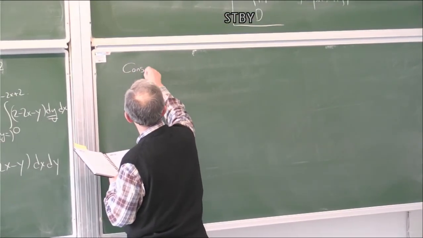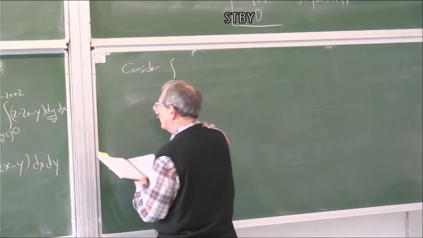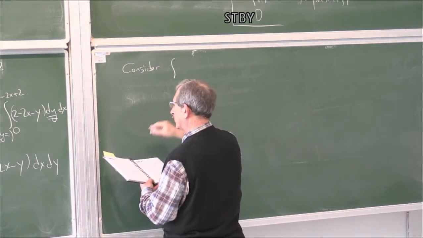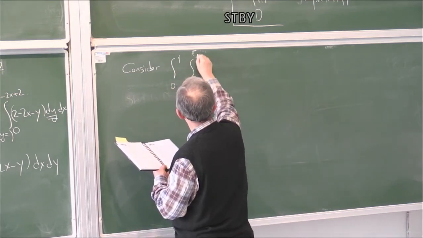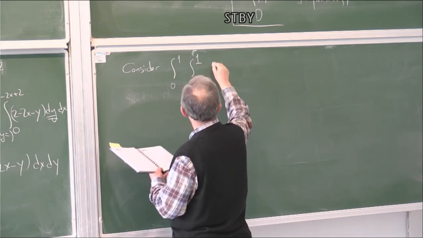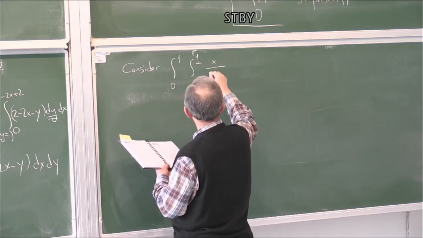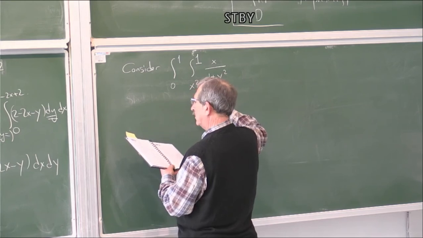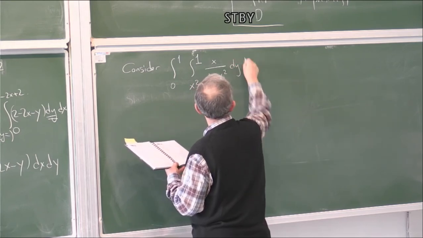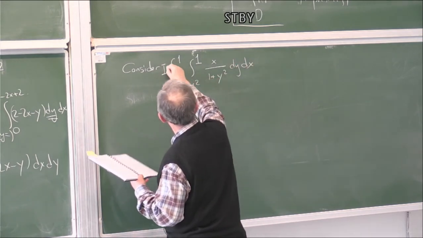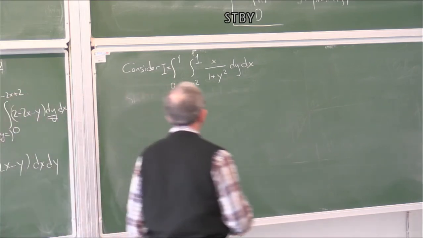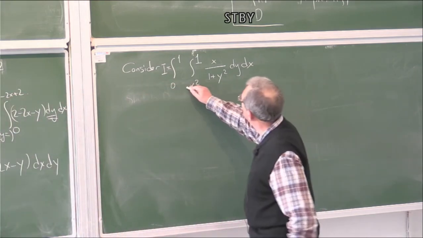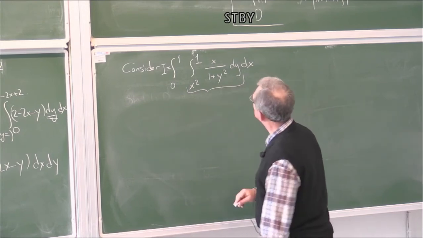Let us consider the iterated integral 0 to 1, x squared to 1 of x over 1 plus y squared dy dx. Call this I. We want to find this value. Well, we can do so. We know a lot of things about integrals. Let us calculate this one.